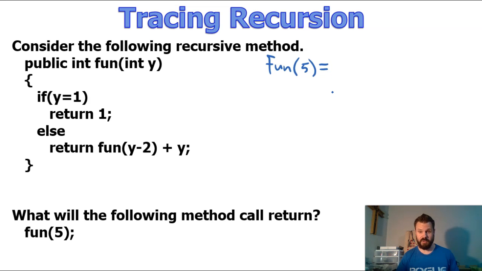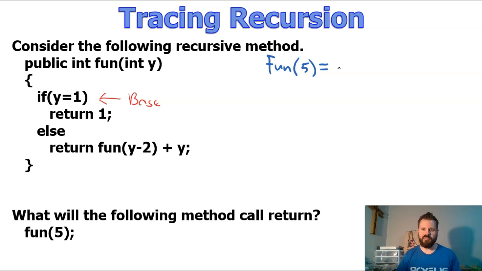In other words, what it returns. Okay, well, let's go through this. We plug it in, and if that int y is equal to 1, we're going to return just the 1. All right, that's our base case. Or else what we'll do is we'll return fun of y minus 2 plus y.